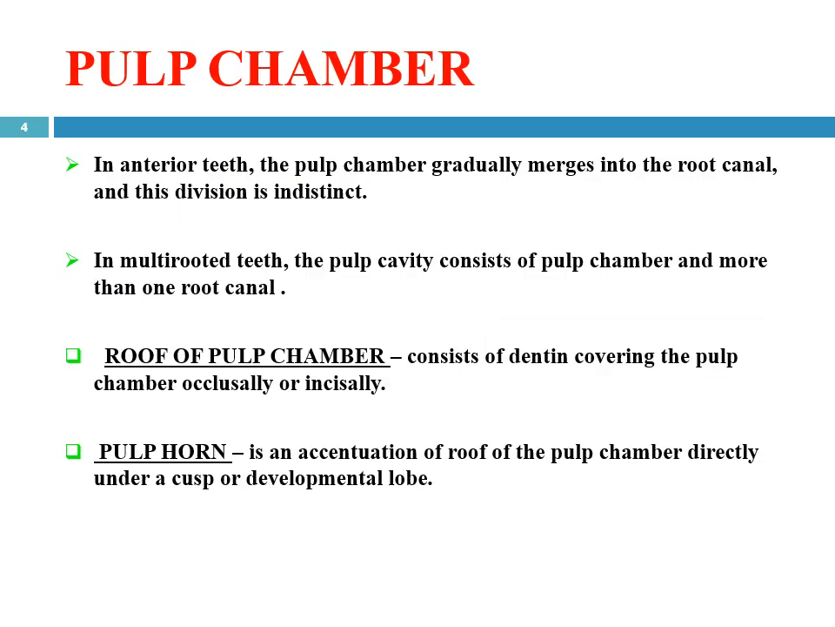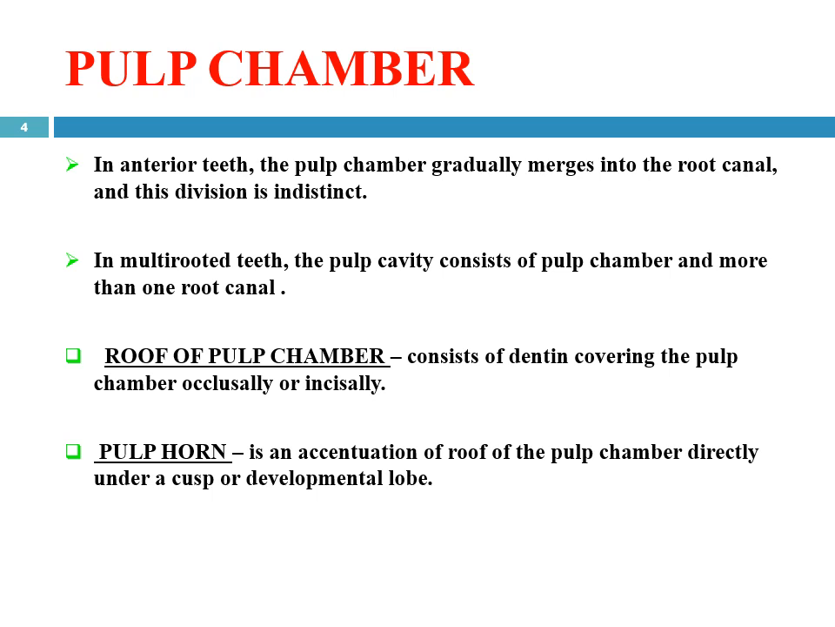So coming to the pulp chamber, in anterior teeth the pulp chamber gradually merges into the root canal, and the division between the pulp chamber and the root canal is usually not visibly distinct. In the case of multiple rooted teeth, the pulp cavity consists of a pulp chamber and more than one root canal. So there is a distinct pulp chamber, and there is a distinct division into the root canals.